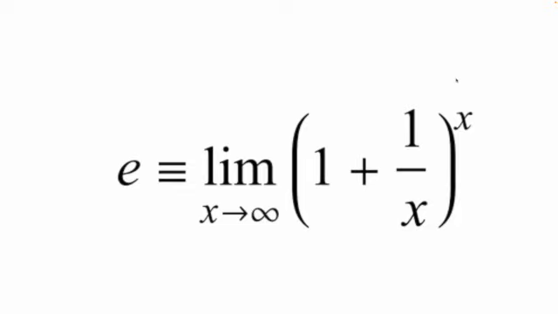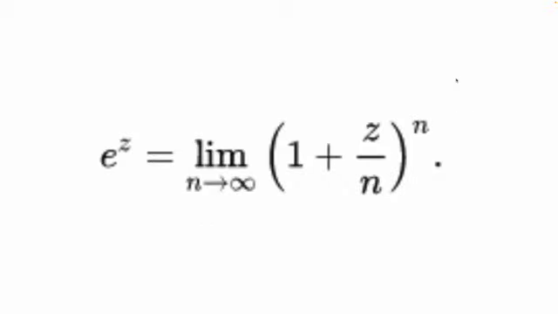So e is defined as the limit, x tends to infinity, of (1 plus 1 by x) to the power of x. That is the definition of e. So that's where e comes from. If we generalize it a little bit, e to the power of z is equal to the limit, n tends to infinity, of (1 plus z by n) to the power of n. So we were talking about e, now we are talking about e to the power of z. That's the generalization, one more level.